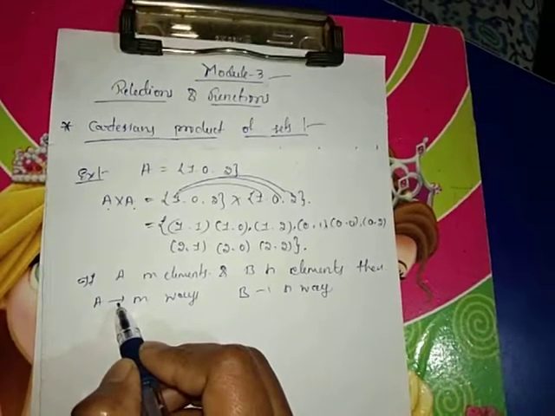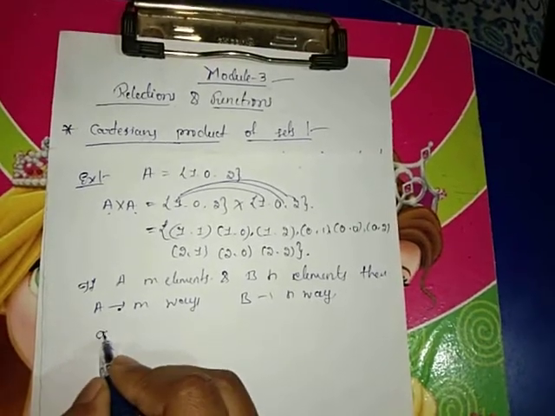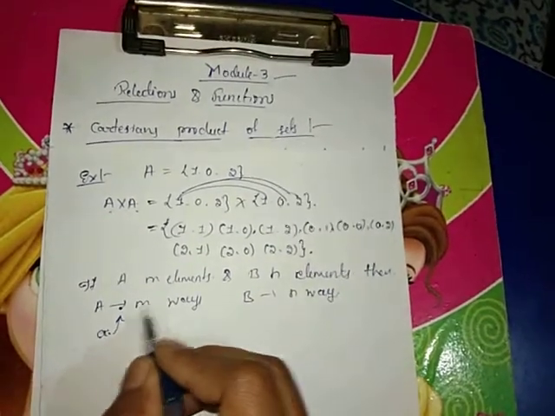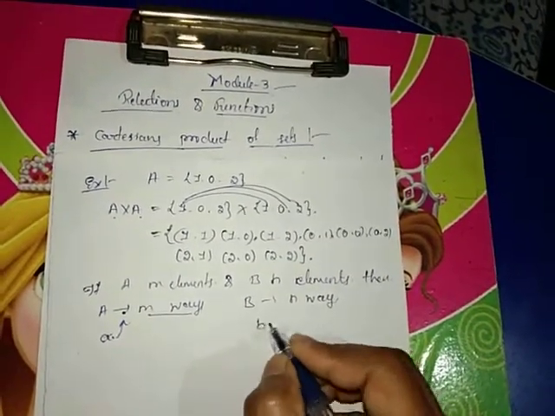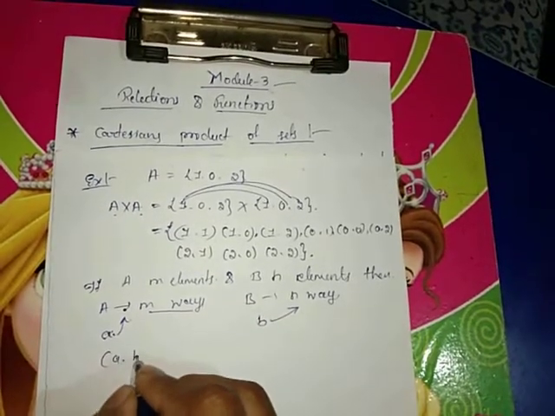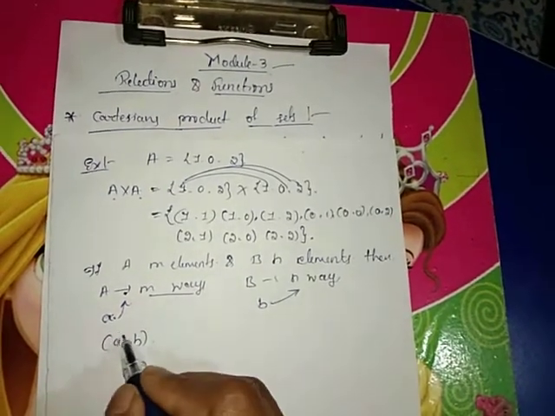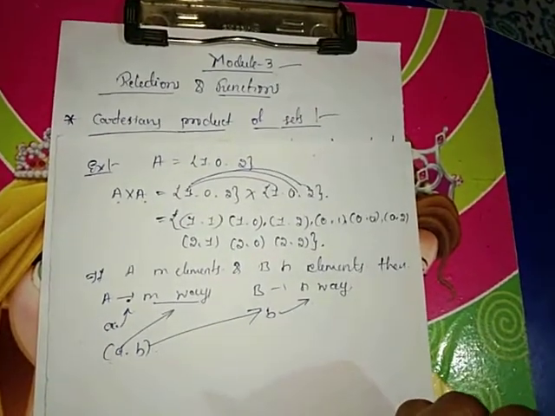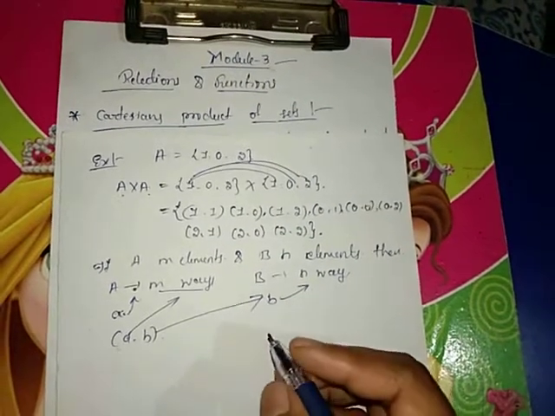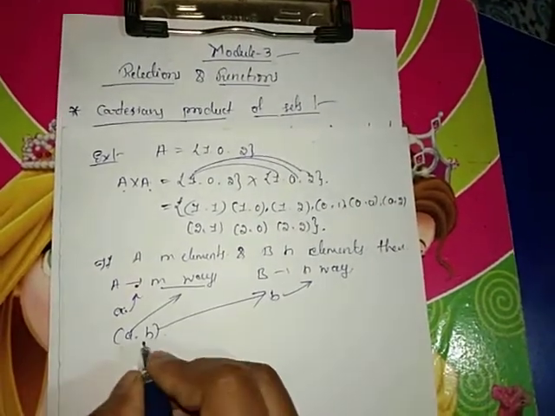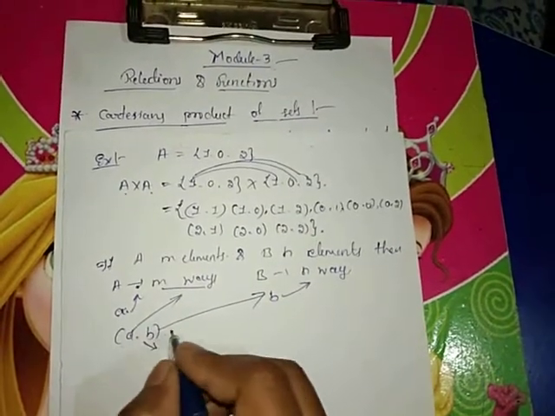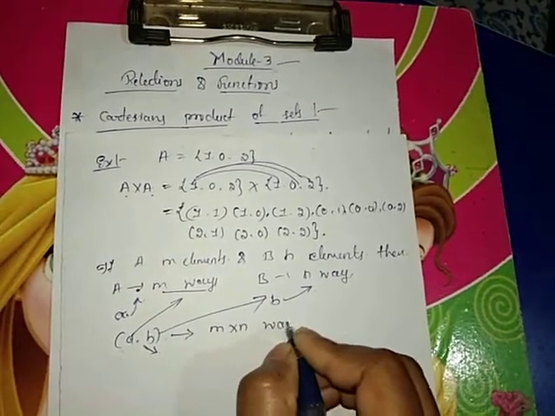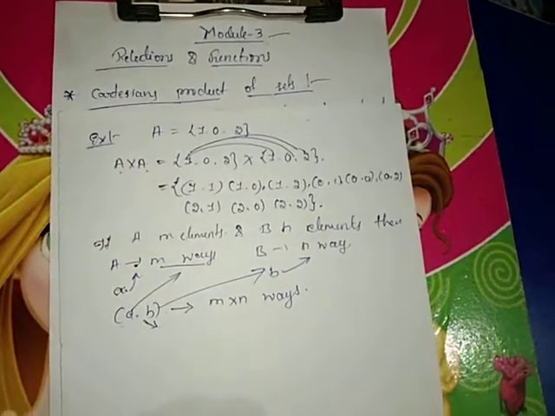Suppose element A belongs to the set A, generally, that can be chosen in m ways. Element B can be chosen in n ways. Suppose you want to write down the cross product A, B: the first element can be chosen in m ways, the second element can be chosen in n ways. Then this ordered pair A cross B can be chosen in m cross n ways.